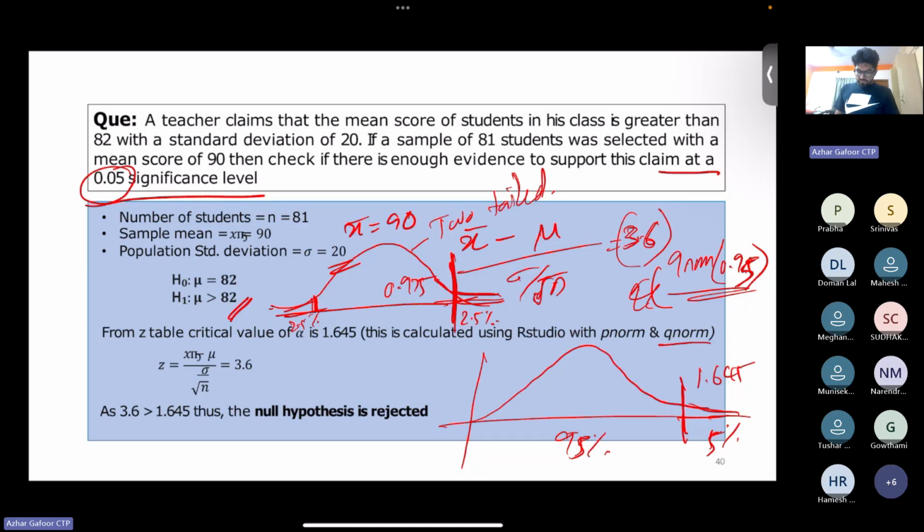Now in this problem, our Z value came to be 3.6 and our critical value is 1.645. Since 3.6 lies in this area, it is higher than 1.645, we can reject our null hypothesis and accept the alternate hypothesis. That is, the teacher's claim is correct. The alternate hypothesis that the average mean score of the students in the class is greater than 82 can be accepted.